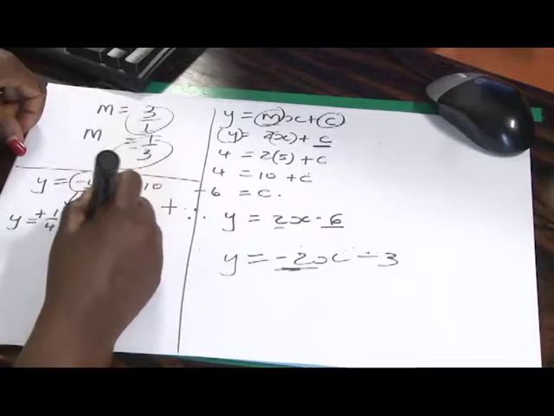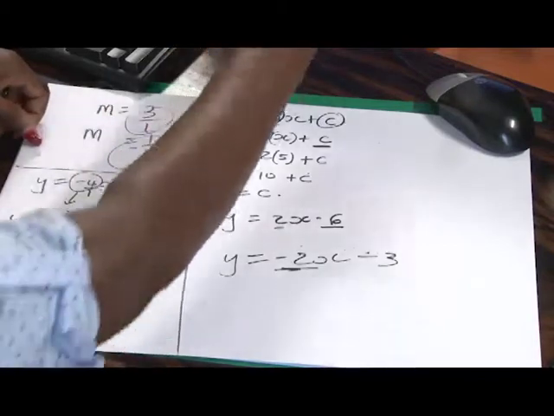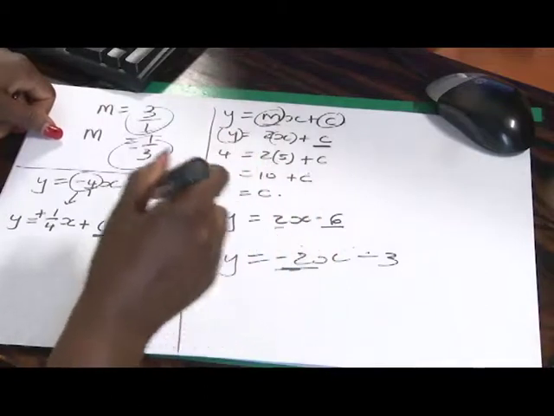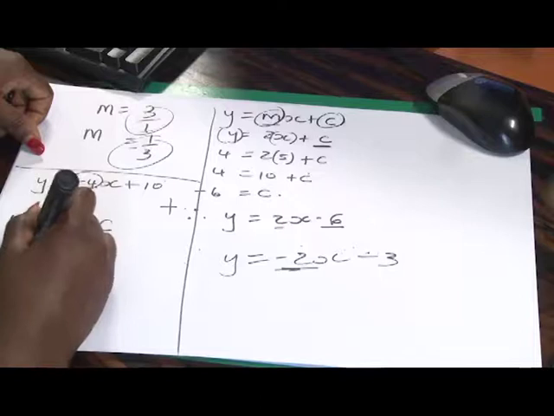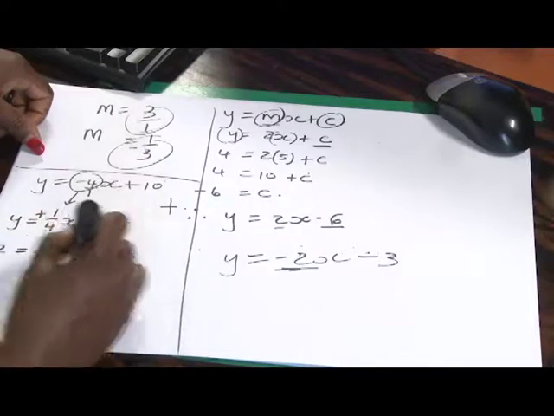Plus c. Now we need to find our c. For us to find the c, we know the point 7, 2. We can substitute those points. 7 is the x value, so it will be 2 is equal to 1 over 4 times 7 plus c. Then you solve for c.